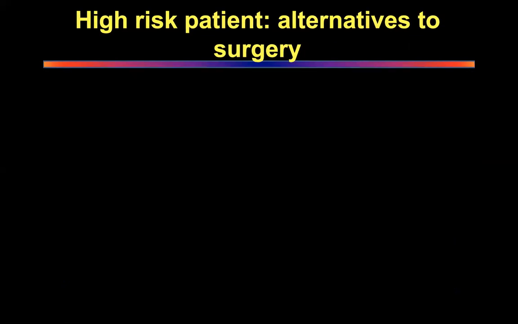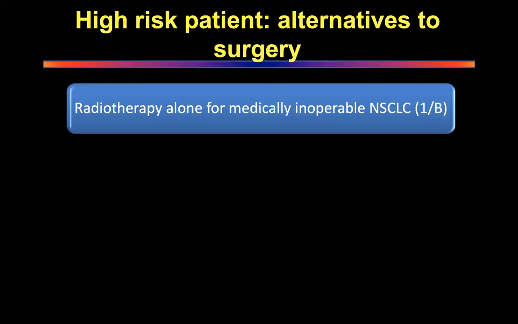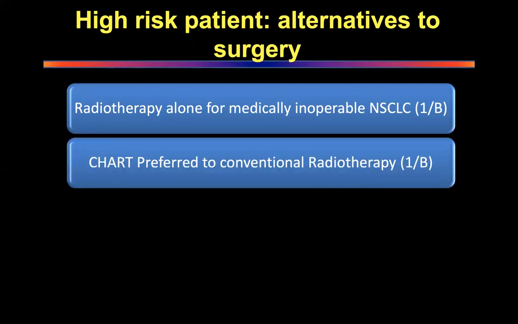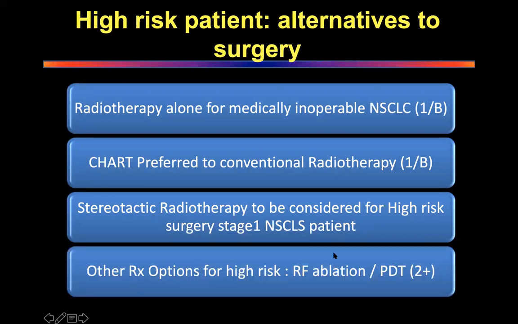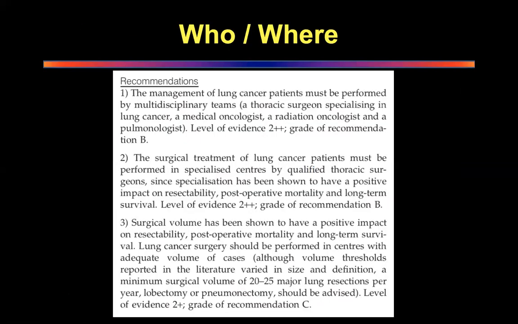High-risk patients, what are the alternatives to surgery? Radiotherapy can be used for medically inoperable non-small cell lung cancer. But if you're going to use radiotherapy, CHART is preferred. Or if you've got stereotactic, then stereotactic is preferred over any of the other types of radiotherapy. So SBRT is the one they're talking about in a high-risk stage 1 non-small cell lung cancer. And other treatment options are RF ablation or PDT. So both of these can be used in these patients to offer an alternative to surgery.